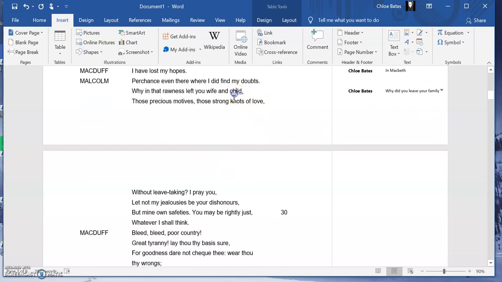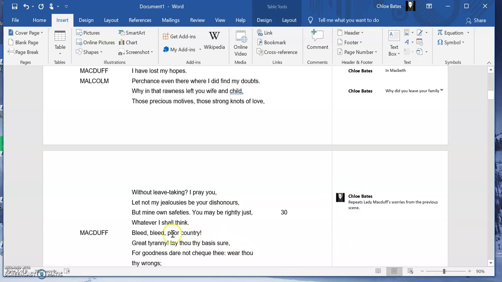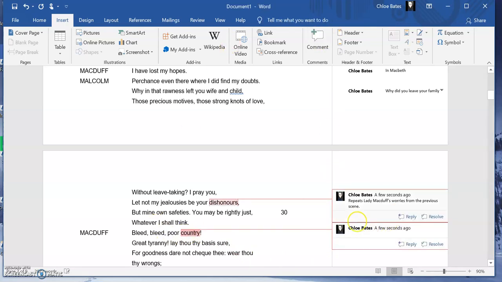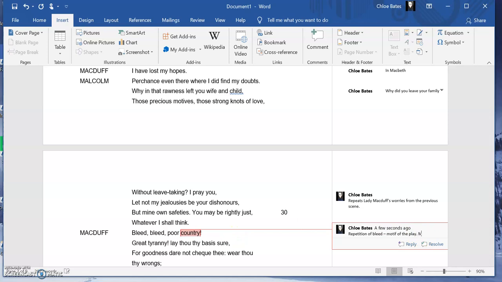And here, it's interesting as well, that he's talking about Macduff's family, and that pretty much repeats Lady Macduff's worries from the previous scene. Repeating her words almost in why he left. Macduff, bleed, bleed, poor country. And we've got the repetition of bleed there. Which is kind of the motif of the play. There's lots of blood on their hands. And the country is now bleeding metaphorically because of what Macbeth is doing to it.